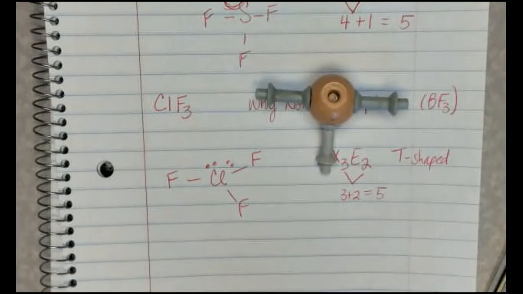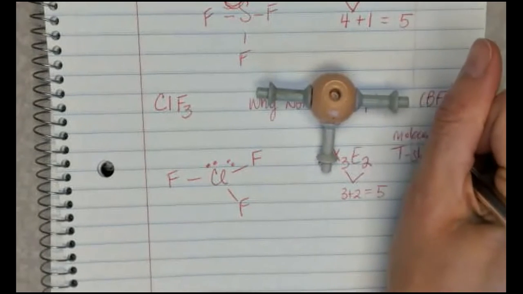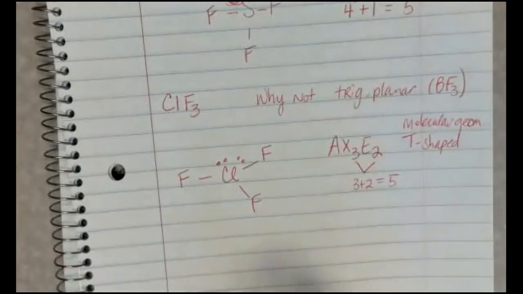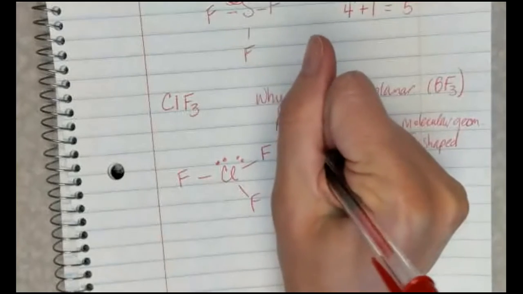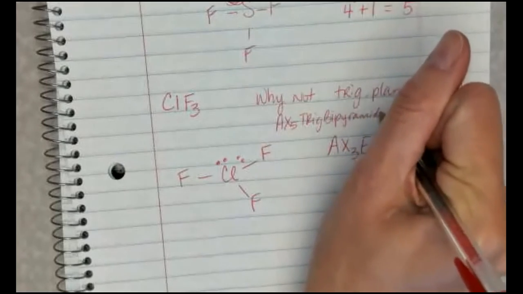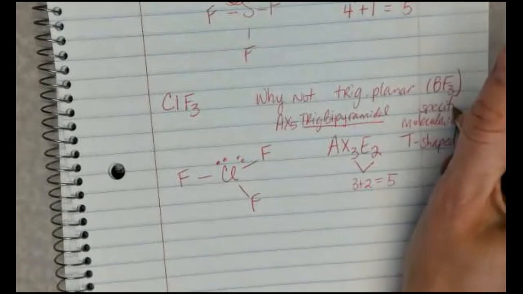Then again, the AX5 notation, that's the main electron geometry. The T-shaped here, that's called the molecular geometry. So, molecular geometry versus electron geometry. The AX5 trigonal bipyramidal is like the main group, I call it the main umbrella, right? And within that, more specific is the molecular geometry, which is T-shaped. So that's what we're going to be practicing this week in lab, just playing with the balls and sticks and seeing where everything goes.